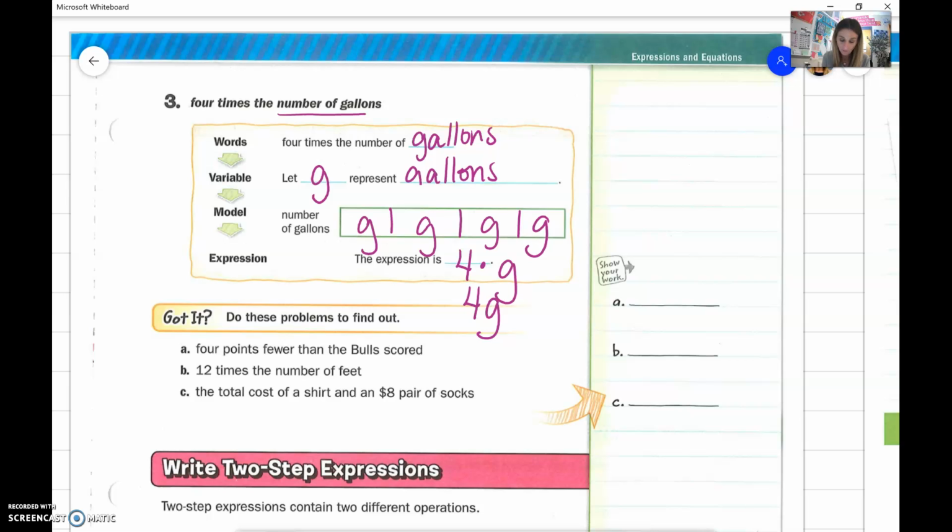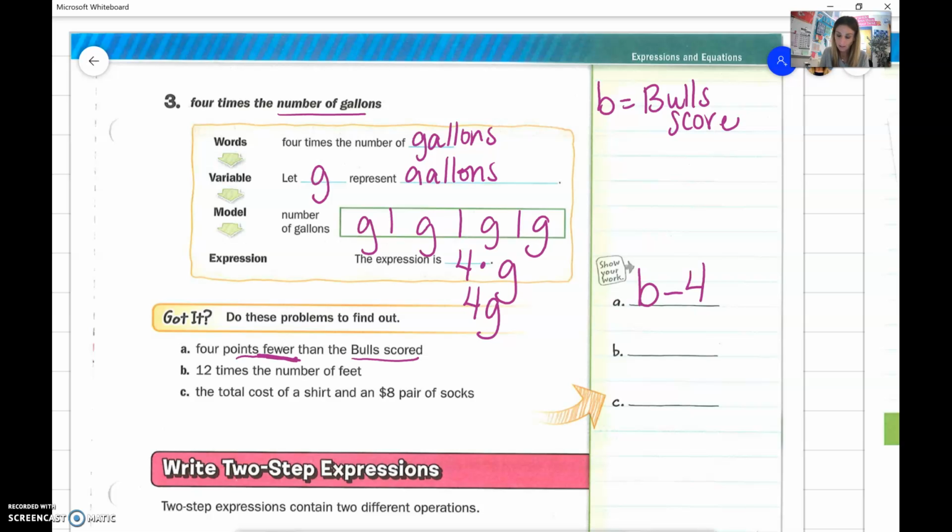4 points fewer than the Bulls scored. So first thing we know is we're going to define our variable. So we're going to let B equal the Bulls score. Okay, and 4 points fewer, that keyword fewer means we're going to subtract. So we're taking the Bulls score minus 4.